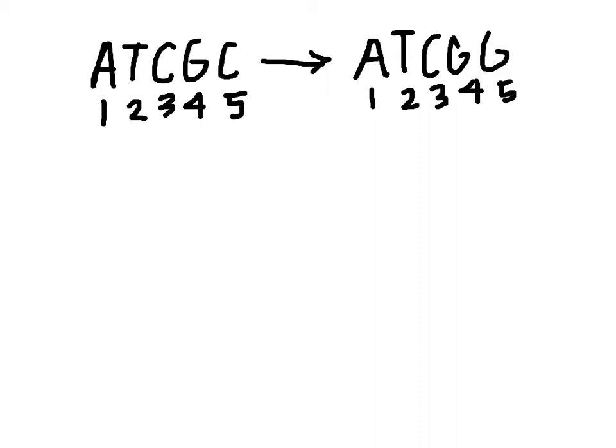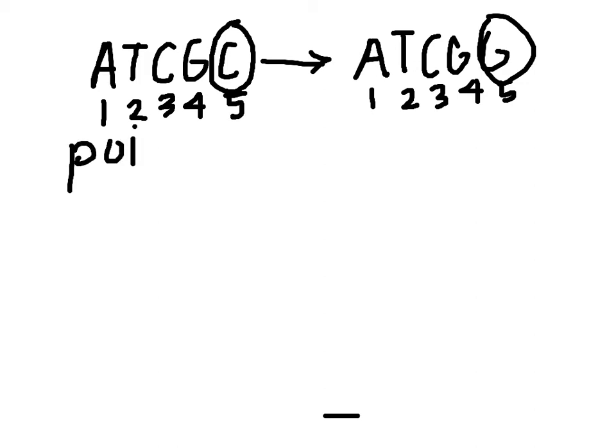And if you'll notice, one of those nucleotides is different. It's changed. So we've substituted, in this case, a C for a G. But we haven't changed the order of the nucleotides at all. A is still first, T is still second, C is still third, G is still fourth, and so on. It's just one point in the strand of DNA that we've changed. So this is a point mutation. So that is substitution, which is a point mutation.